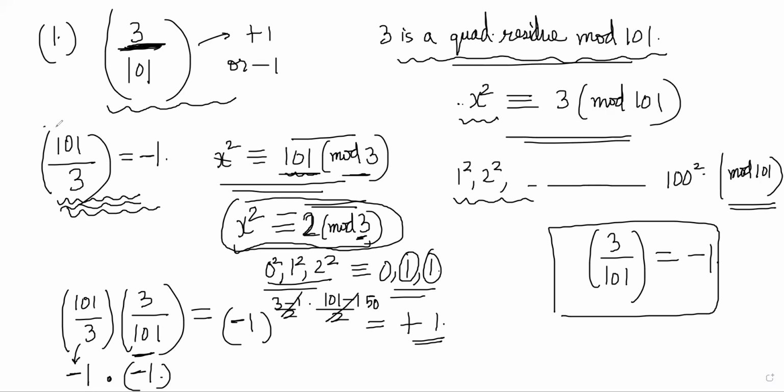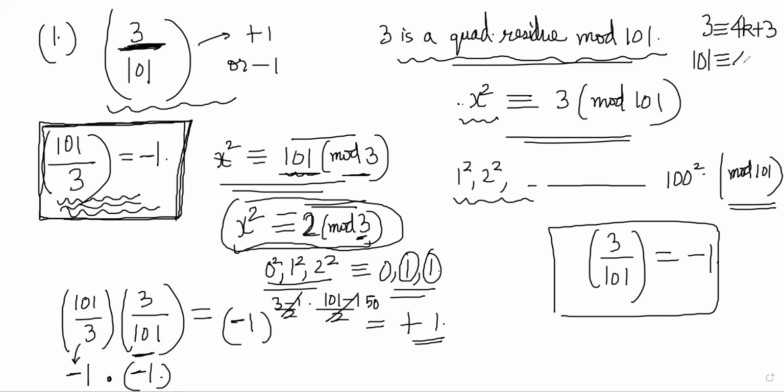So this Legendre symbol is equal to -1. We know that, right? Now think of the alternative form of the law of quadratic reciprocity that we discussed just now. So think of the primes. 3 is of the form 4k plus 3 and 101 is of the form 4k plus 1.